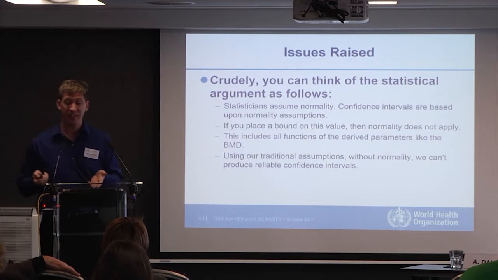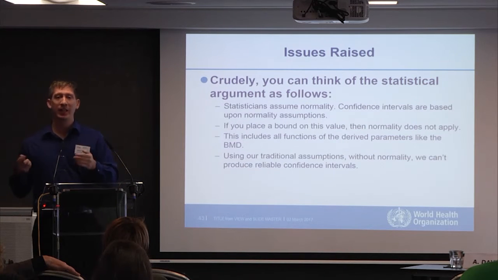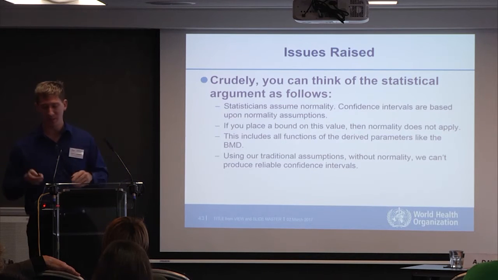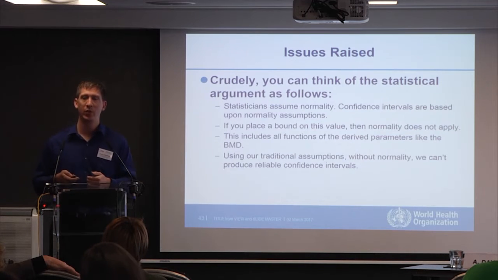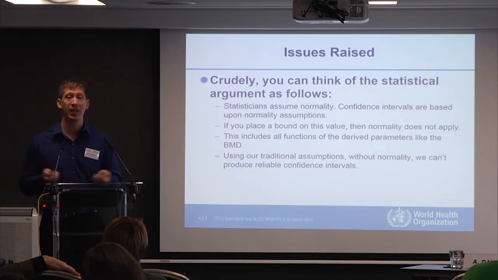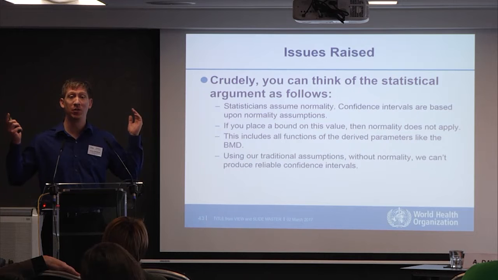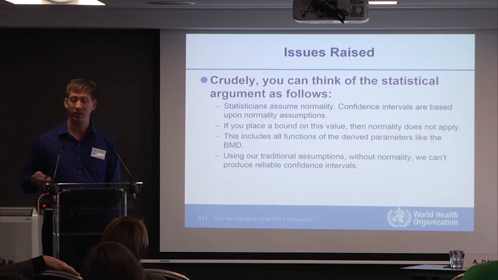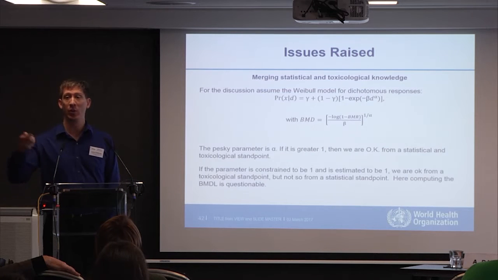Crudely, we can think of the statistical side of our argument as follows. We like to assume normality for everything. It's based on the math. But if you place a bound on the value, normality doesn't apply. We know it doesn't apply because a normal distribution has 2 tails. We've cut off 1 tail. We've made it so 1 tail doesn't exist. And it includes all functions of the derived parameters like the BMD. As you can see, the BMD is equal to all the derived parameters.